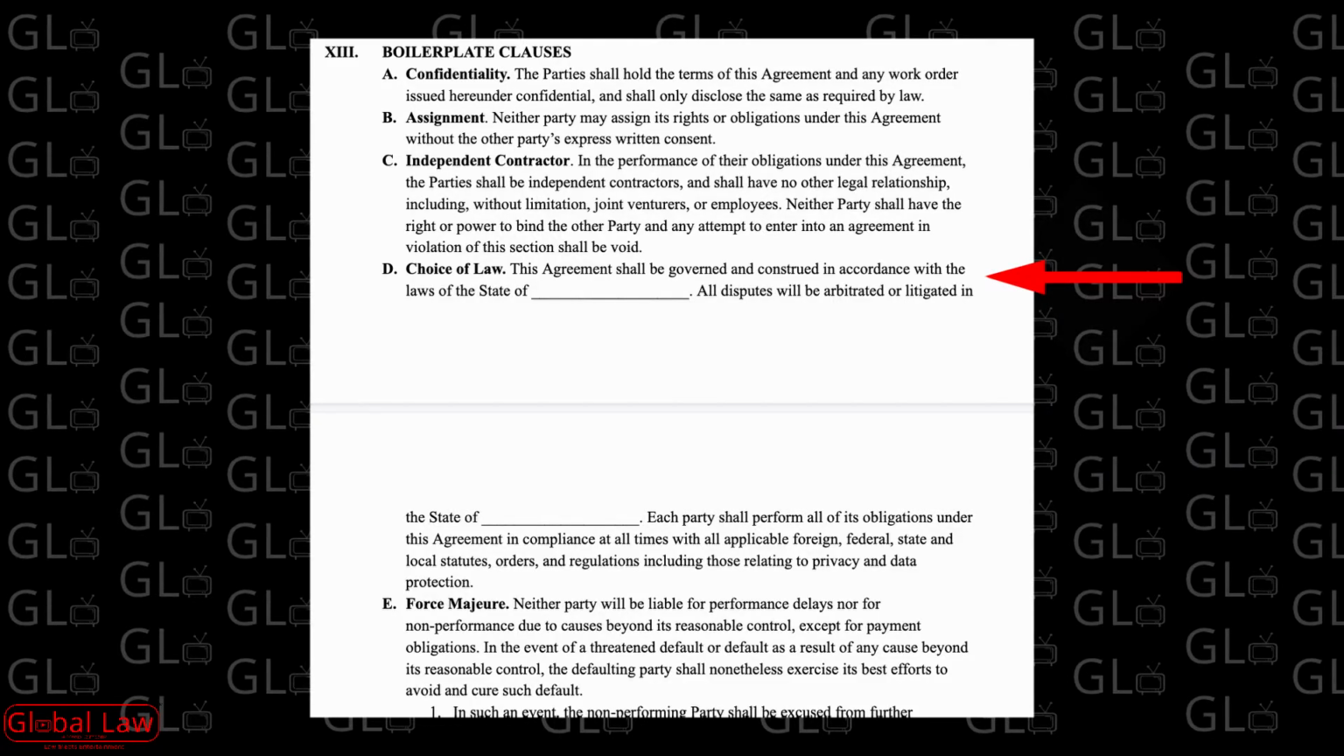Choice of law. That's very important. Where can we sue? If you are in Georgia and the person is going to perform a service for you in New York, and something goes wrong, which laws are going to govern it? New York law or Georgia law? Because it may be inconvenient for the person in New York to come down to Georgia to litigate a case. So whose laws are going to govern?